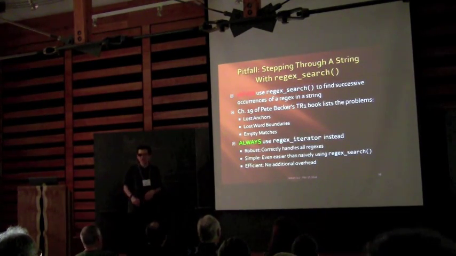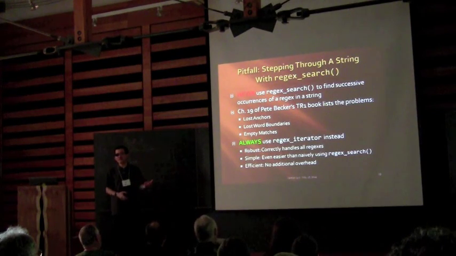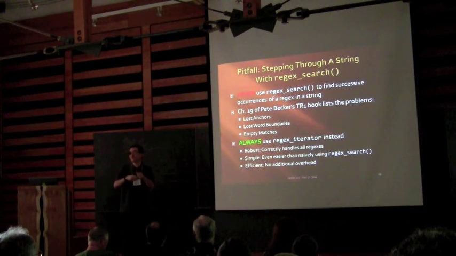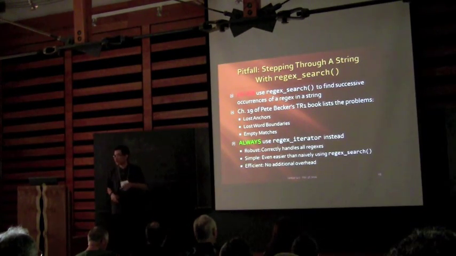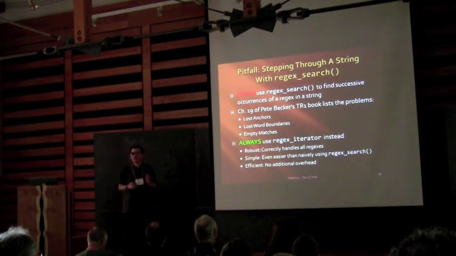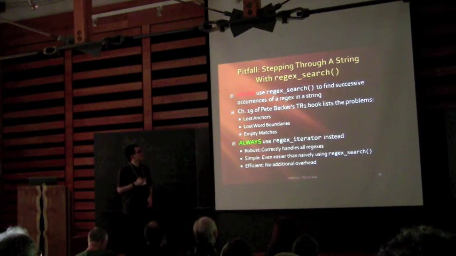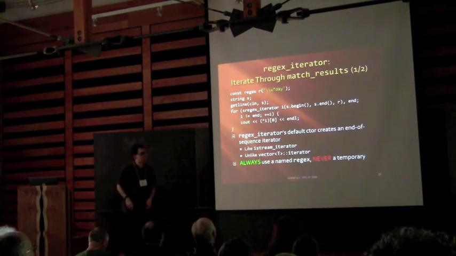Instead, there's this class regex iterator, which basically has figured out how to sidestep all of these problems by carefully tweaking various flags and then repeatedly calling regex search underneath the covers. It's no less efficient. It's easier to write. It's higher level. Please use regex iterator, which is extremely useful. So what does regex iterator look like?